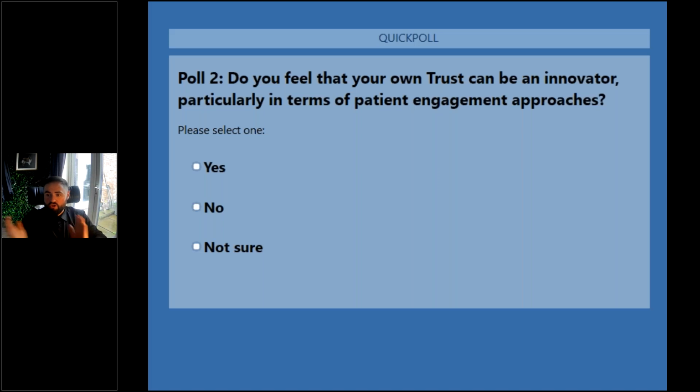Absolutely brilliant stuff. So next poll on screen, everybody, please do get involved. Do you feel that your own trust can be an innovator, particularly in terms of patient engagement approaches? So yes, please do get involved and be as open and honest as possible. That would be great. Give you guys 10 seconds on this one.